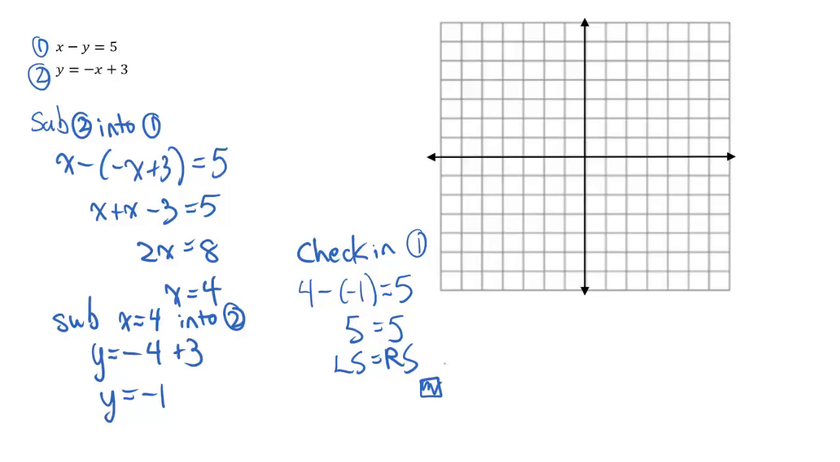There's my solution. This tells me my point of intersection is at (x, y) equals (4, -1). So let's verify this by graphing. I'm going to graph equation 1 in green, and I'm going to graph equation 2 in red.